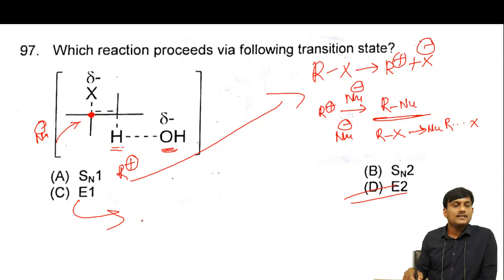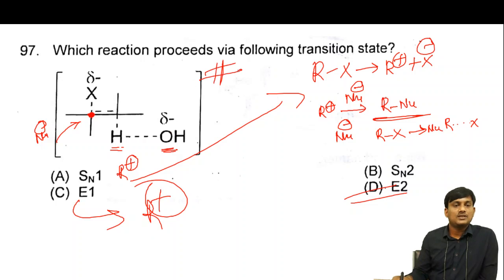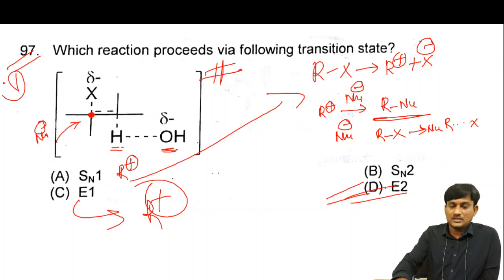In the E1 case, there should be a formation of carbocation intermediate. Since there is no formation of carbocation intermediate, here you have a transition state, so the reaction should be E2. What is the correct option? D is the correct option.